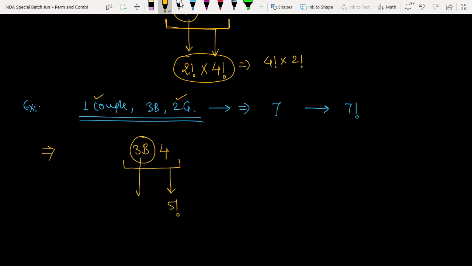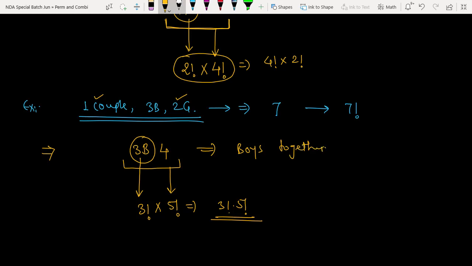These 3 boys can be arranged in how many ways? 3 factorial. So that's it. This is my answer: 3 factorial into 5 factorial. Just 30 seconds, not more than that. Now tell me, so this is our boys together case.